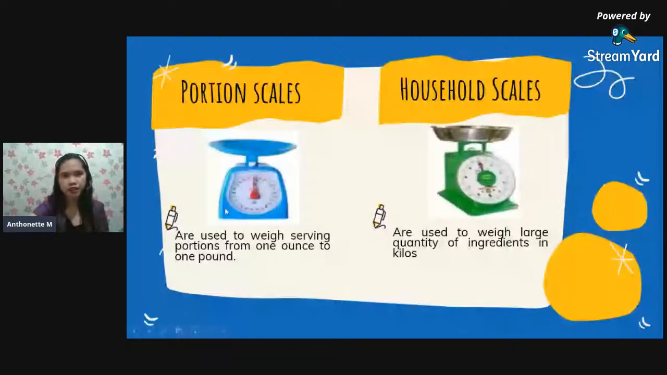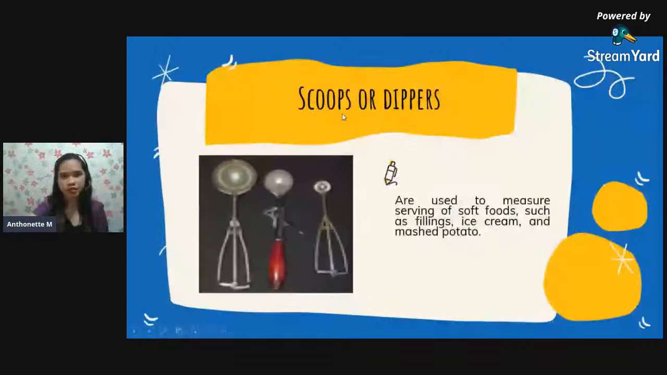Okay? So next is scoops or dipper. So yung scoops and dipper po natin are used to measure servings of soft foods such as fillings, ice cream, and mashed potato. Okay, if you are going to measure yung po inyong mashed potato or yung ice cream ninyo, you can use scoops or dipper.